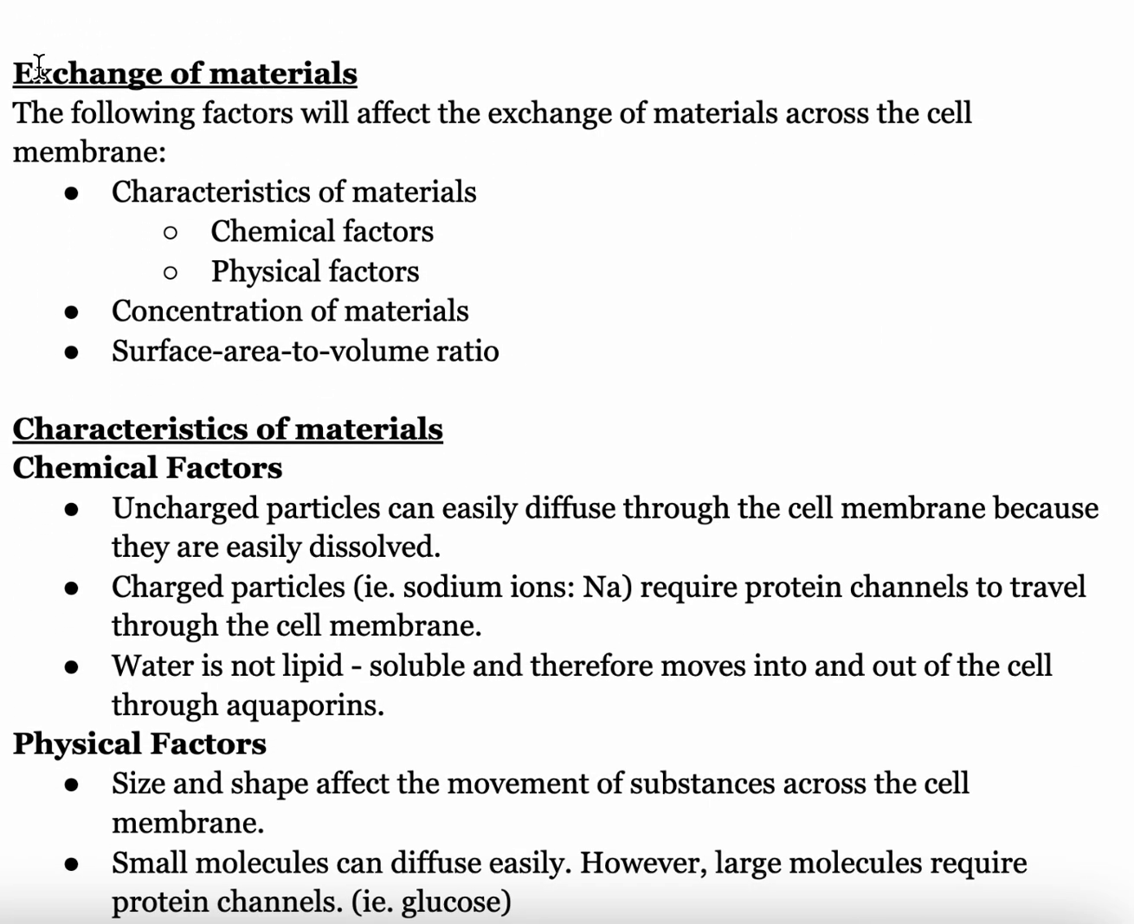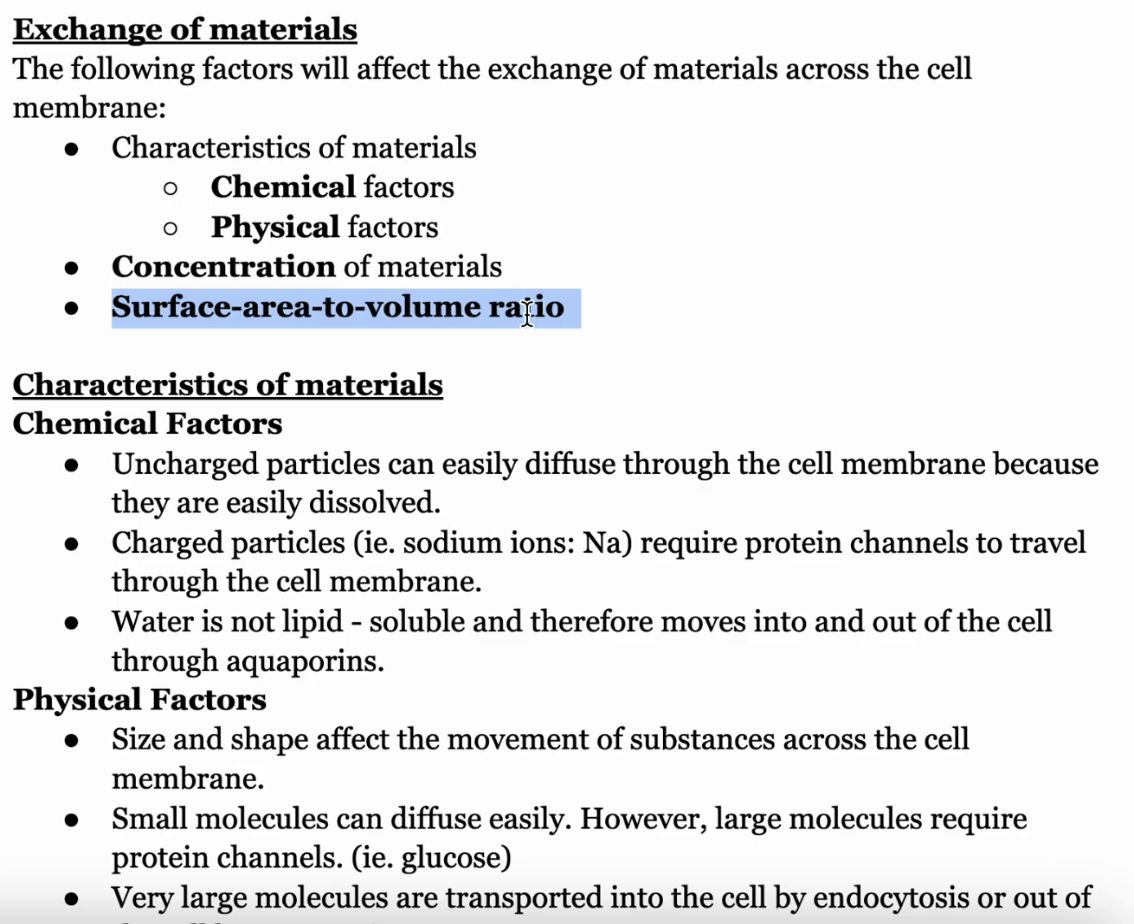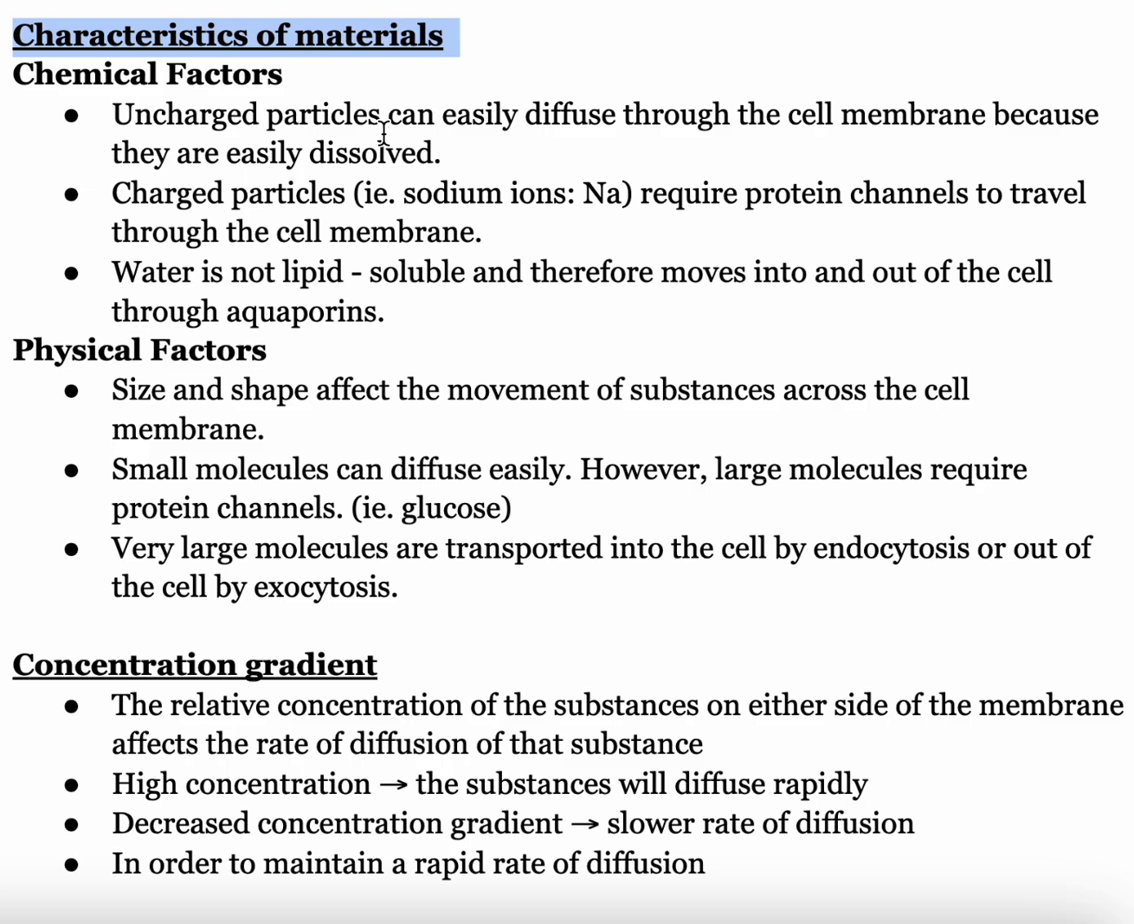Now moving on to the exchange of materials. The following factors will affect the exchange of materials across the cell membrane: chemical characteristics of materials such as chemical factors and physical factors, and the concentration and the surface to volume ratio. This is very important, and it's usually written like this. Characteristics of materials, chemical factors.